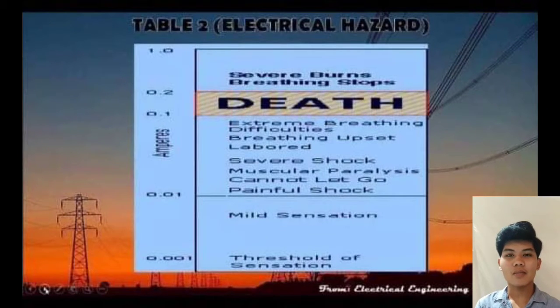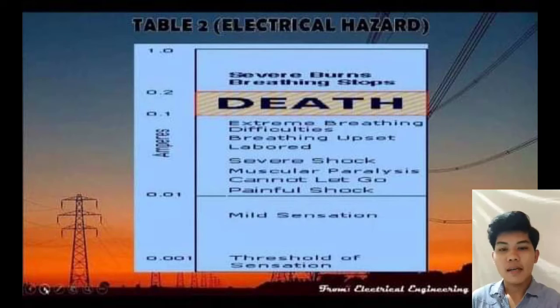Sa next slide, makikita natin dito yung table of electrical hazard. 1.0, severe burn or breathing stops. 0.2 and 0.1, it can cause death. Isipin mo, 0.1 saka 0.2 ampere yung tatama sa katawan mo. Gano'ng kalakas yun, di ba? Yun nga lang 1.0 eh, makakasunog na tapos pwede ka nang hindi makahinga. Yung pa kayang 0.1 saka 0.2.